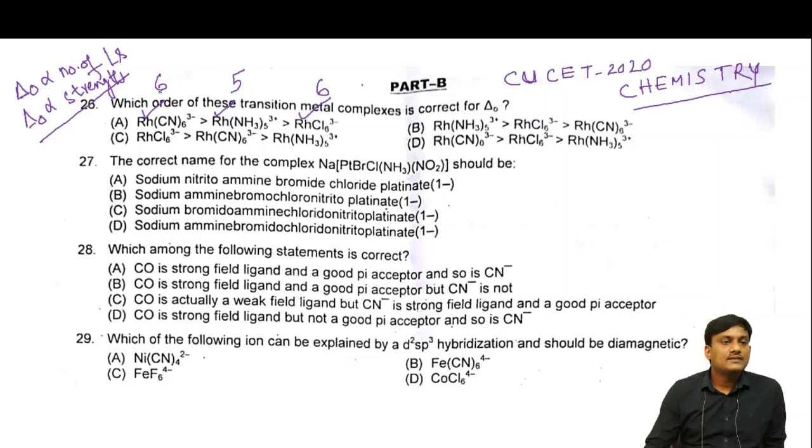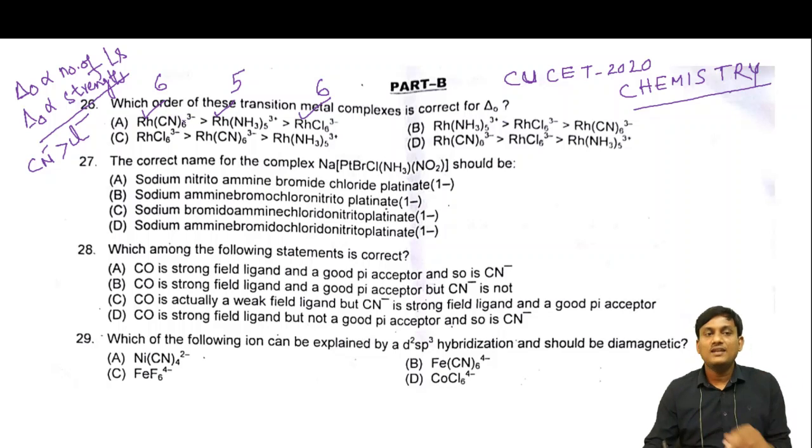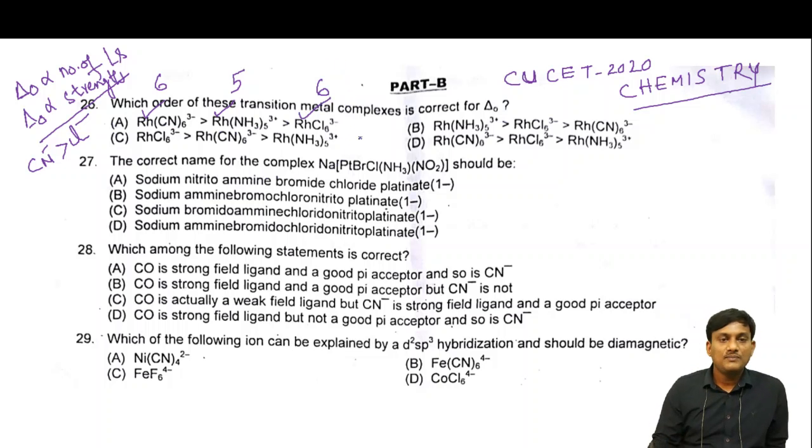If you take coordination number 6, [Rh(CN)6]3- and [RhCl6]3-, the strength of CN- is greater than Cl-. So the delta naught value of [Rh(CN)6]3- should be greater than [RhCl6]3-. Then what is the order? The order will be [Rh(CN)6]3- greater than [RhCl6]3- greater than [Rh(NH3)6]3+. So what is the correct option? D is the correct option.